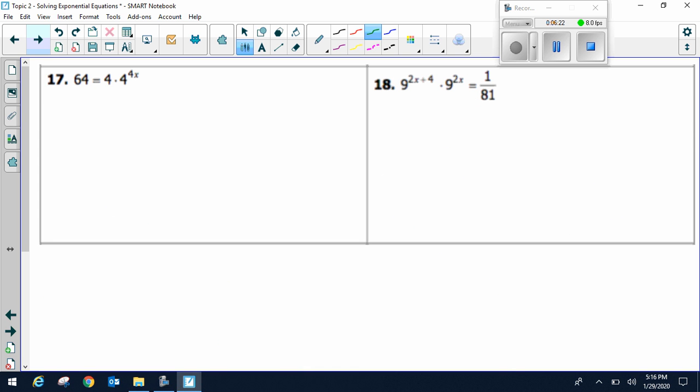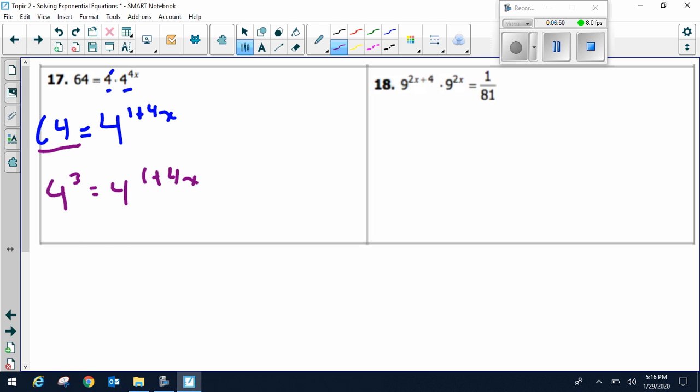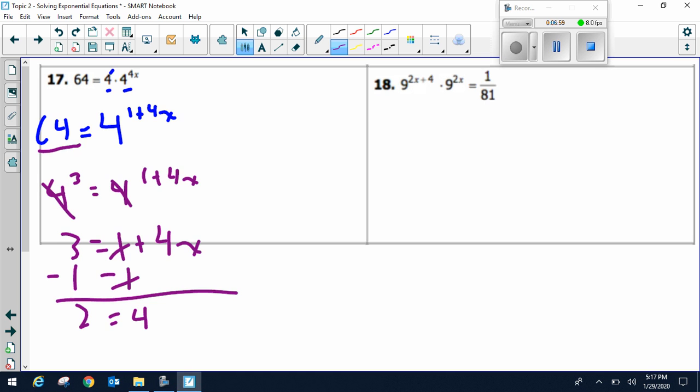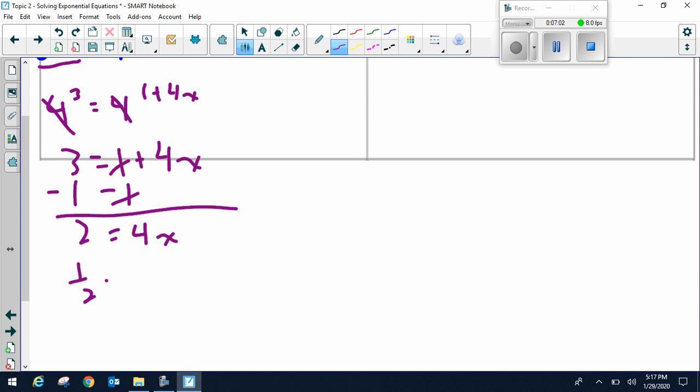Okay, last couple. And in this one, you have to use properties. So first, let's combine, because these have the same base. So it's 4 to the 1 plus 4x, meaning I added the exponents. You know my 64. Now, I want to change 64 to a base of 4. And that's 4 to the third. And now that they have the same base, those bases drop. So it's just 3 equals 1 plus 4x. Subtract the 1 over. So 2 equals 4x. So x in this case would be 1/2.